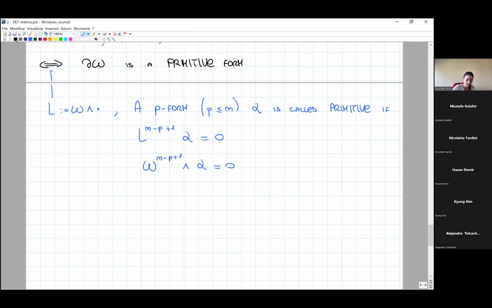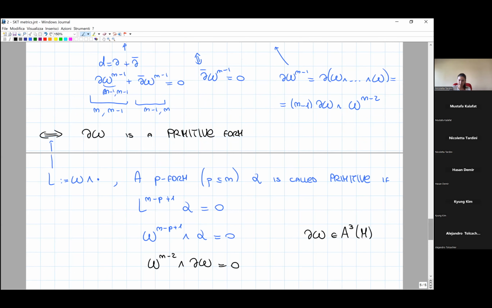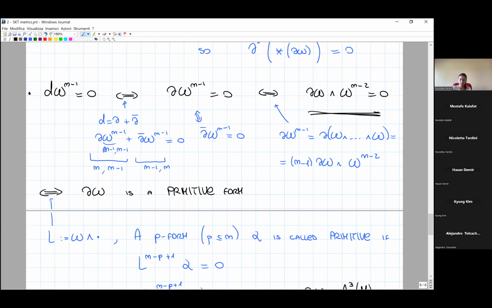So in particular, you apply this to ∂omega, that is a 3-form, because omega is a 2-form. So we have exactly omega^(n-2) wedge ∂omega being 0 means that ∂omega is a primitive form, okay? That is exactly the equation that we have here. So in particular, we are saying that we have a balanced metric if and only if ∂omega is a primitive form.